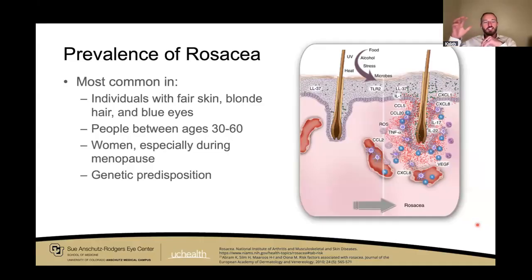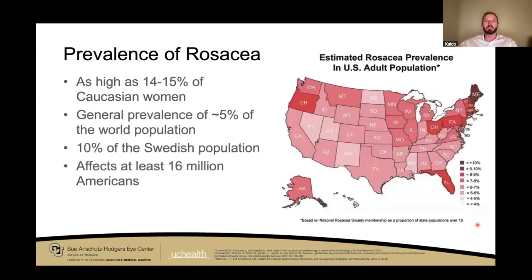Facial rosacea is most commonly found in persons with fair skin, blonde hair, and blue eyes, middle-aged, age 30 to 60. Facial rosacea affects women more than men, but ocular rosacea actually does not have any gender predilection. It affects people equally. And then there's a genetic predisposition to it also. This is a heat map of the prevalence of rosacea in the United States.